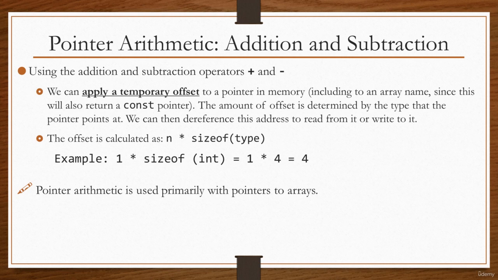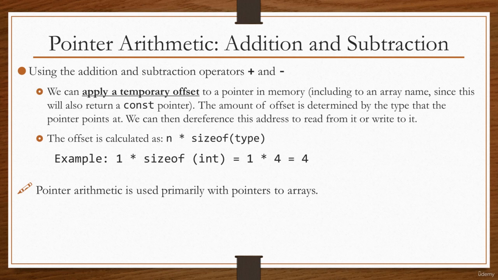So the offset is basically calculated as n times the size of whatever type it is. In an example, let's say we have some offset that we want to apply. Let's say we do pointer plus 1, so ptr plus 1. How much actual offset is that going to do in memory? Well, it's going to be 1 multiplied by the size of, let's say we have an integer, so that's going to be 4 bytes of offset. Let's say we have 2, well that's going to be 2 times 4, which will give us 8 bytes of offset.